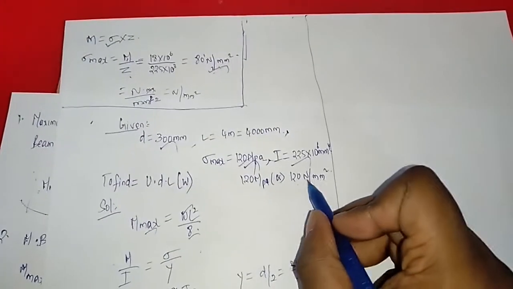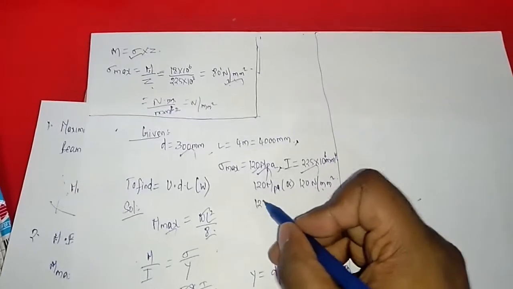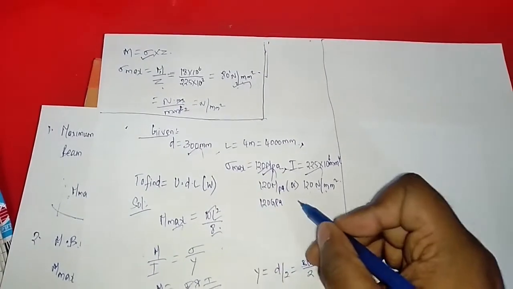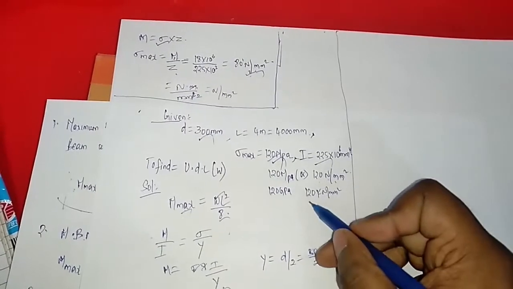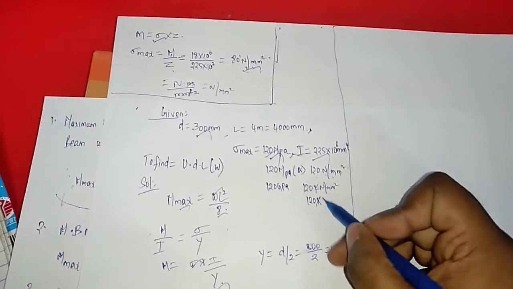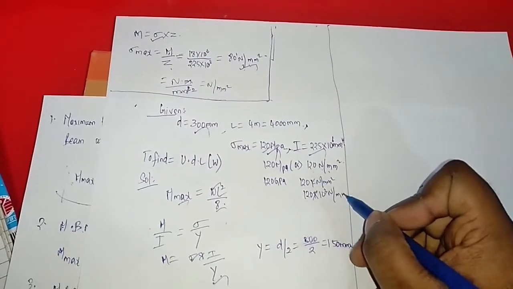Understand? 120 Newton per mm square. If they have given 120 GPa, it is nothing but 120 kilonewton per mm square. So you have to write it as 120 into 10 to the power of 3 Newton per mm square. This is the difference.